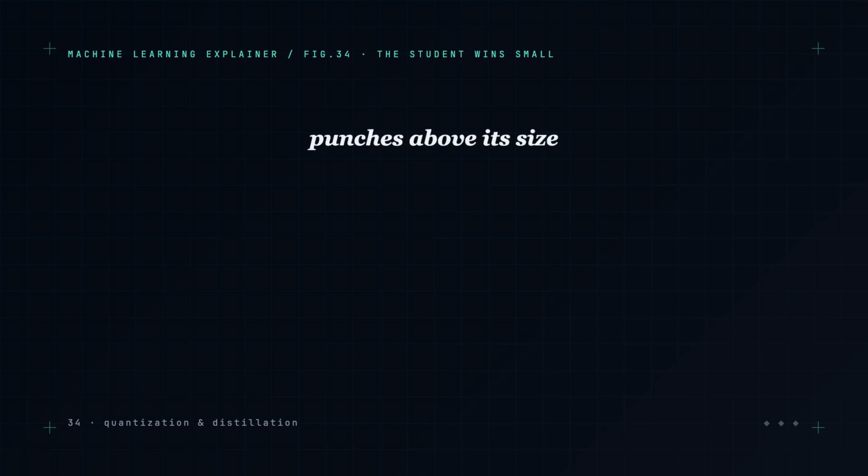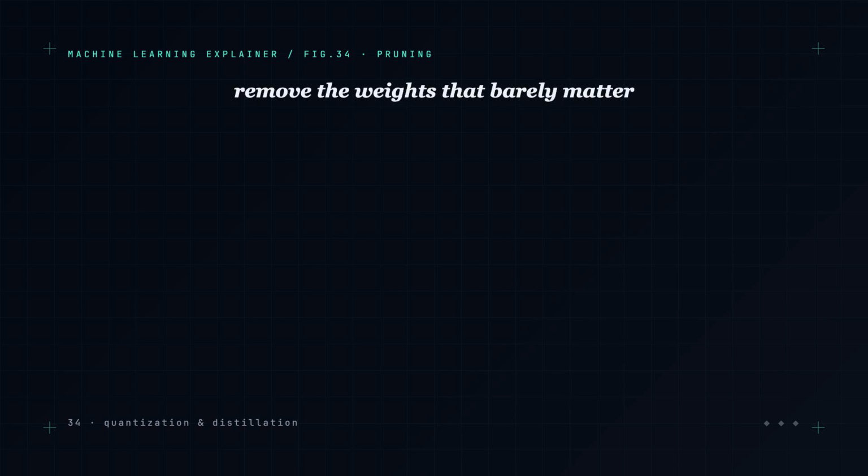The result is a compact model that punches well above its size, close to the teacher's quality, but a fraction of the parameters, so it's cheap and fast to run. Famous small models were built this way, distilled down from larger ones, keeping most of the ability while shedding most of the cost. There's a third tool worth a mention, pruning.